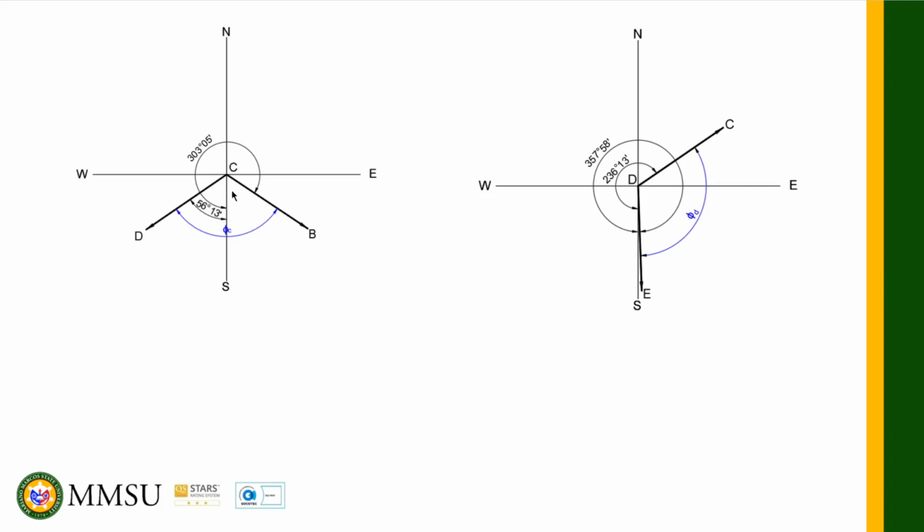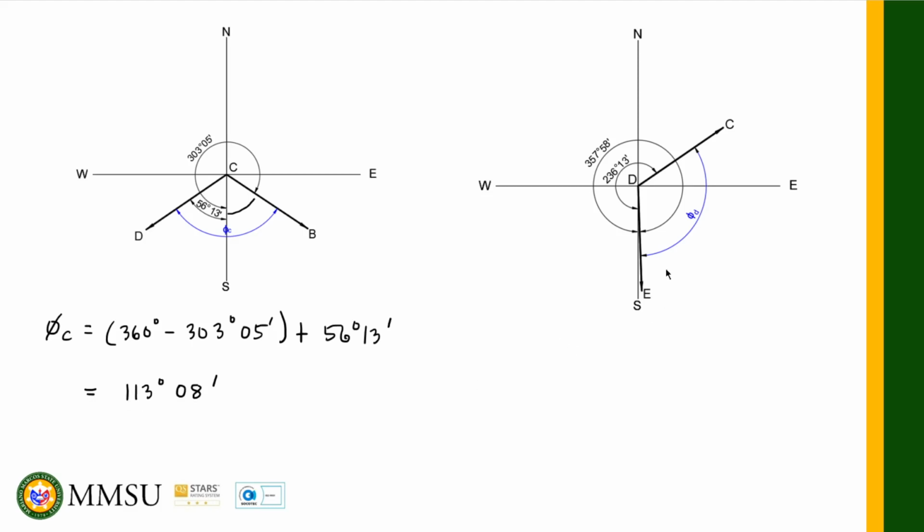For station C, using the same principle as station B, we just need to subtract 360 and 303.05. We come up with this angle, and then we add 56 degrees 13 minutes. So phi sub C is 360 degrees minus 303 degrees 05 minutes, and then we add 56 degrees 13 minutes. So phi sub C is equal to 113 degrees 08 minutes.